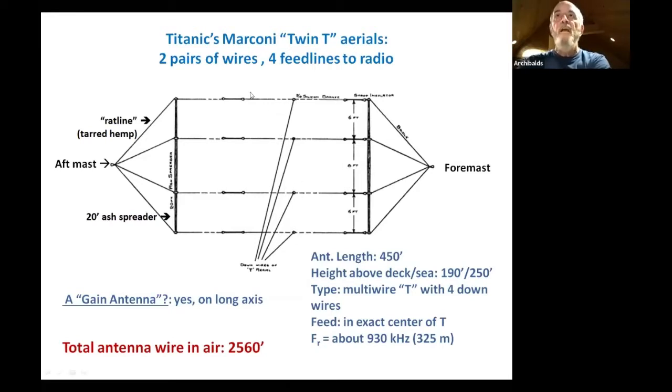Some people have tried to say that the tops of the T's were merely capacity hats over four verticals, but I don't think that really describes it properly, because the operators found that it had quite a lot of gain along the long axis. They could tell this because as the ship turned, they could be listening to a station and watch the gain go up and down. They found that the most effective axes to transmit on were aft or fore, which was perfect because if they left England, they could keep communicating for quite a long time. And as they approached North America, they could keep communicating because, of course, the antenna was lined up with the boat.